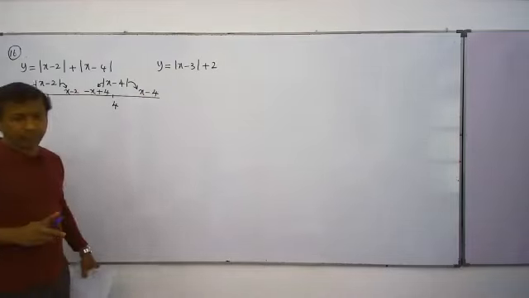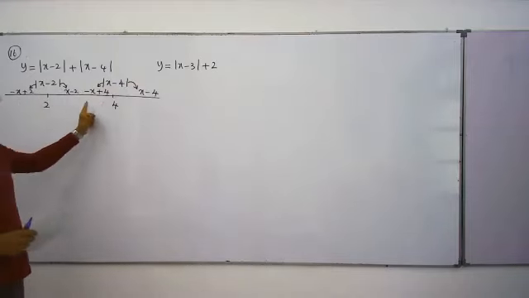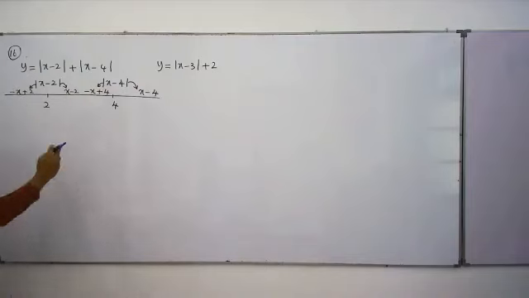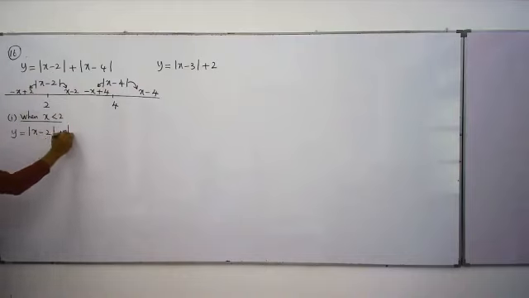Understood? Yeah. Now there are how many ranges? 1, 2, 3. First range is x less than 2. When x is less than 2, y equals mod x minus 2 plus mod x minus 4.